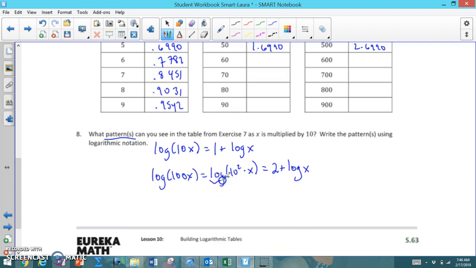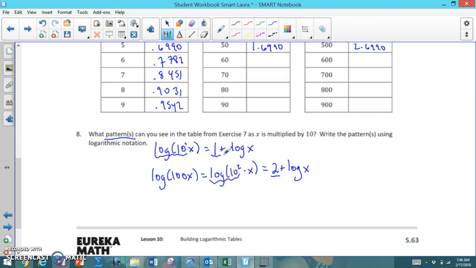Now if we just look at this log of 10 squared and ignore the times x, our opening activity said if we have log base 10 of 10 squared, it is going to equal 2. So it's not a coincidence that that happened. In this case, it's like 10 to the first. So if we just look at the log base 10 of 10 to the first, that's where this one comes from.